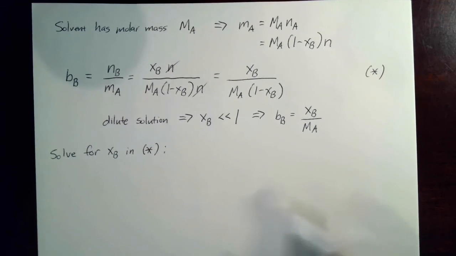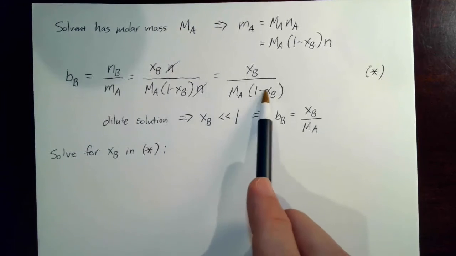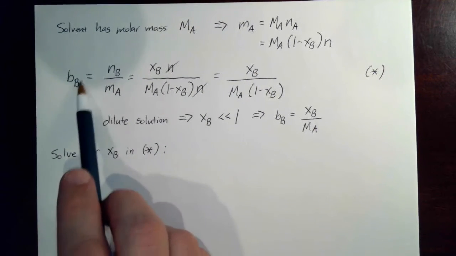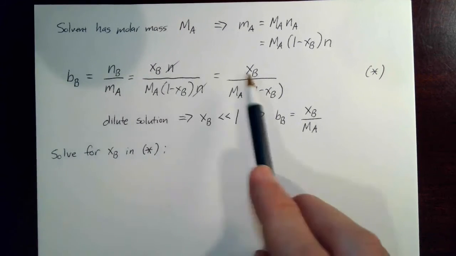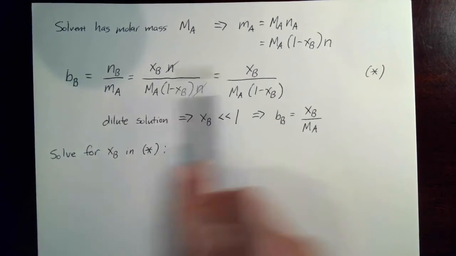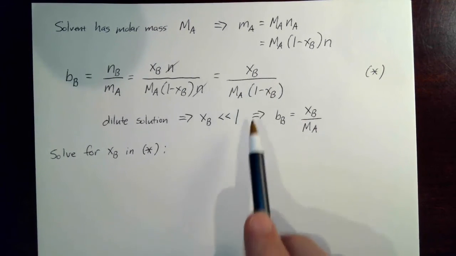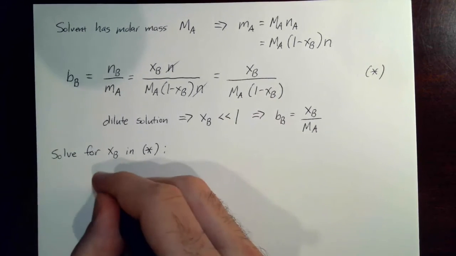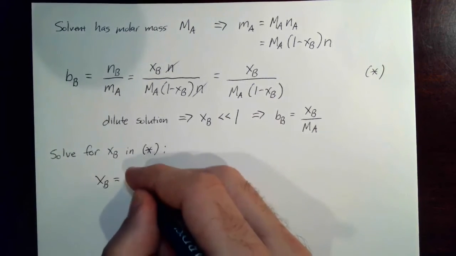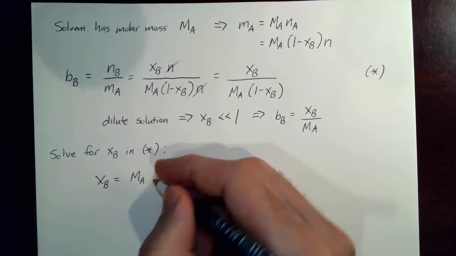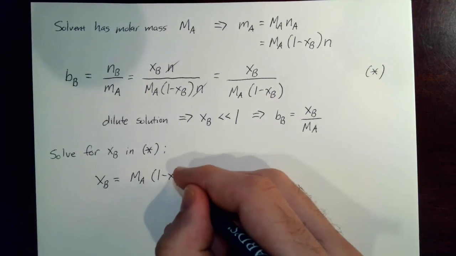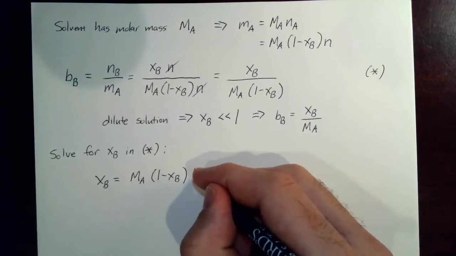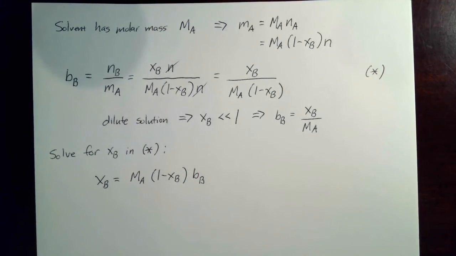Okay, so now I want to take this equation, I've labeled it star, and I'm going to solve it for the mole fraction. So here I can compute the molality in terms of mole fraction. I'd also like to be able to compute mole fraction in terms of molality. So I'm going to solve it for that. And that's just a matter of taking this denominator and multiplying it over here. So I have that the mole fraction is the molar mass of the solvent times 1 minus XB times the molality.